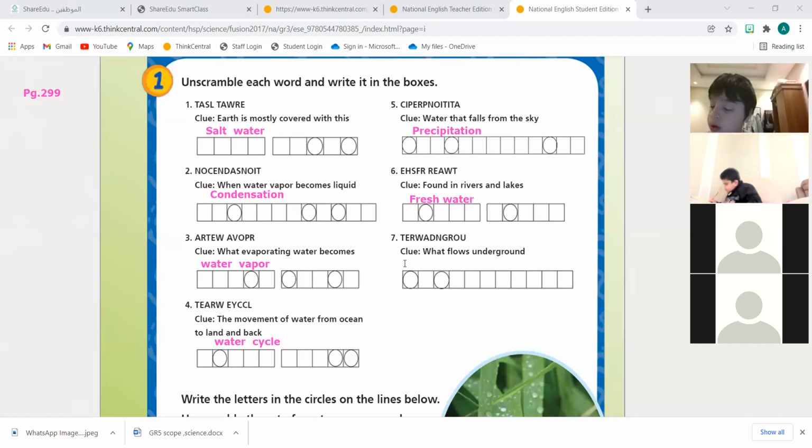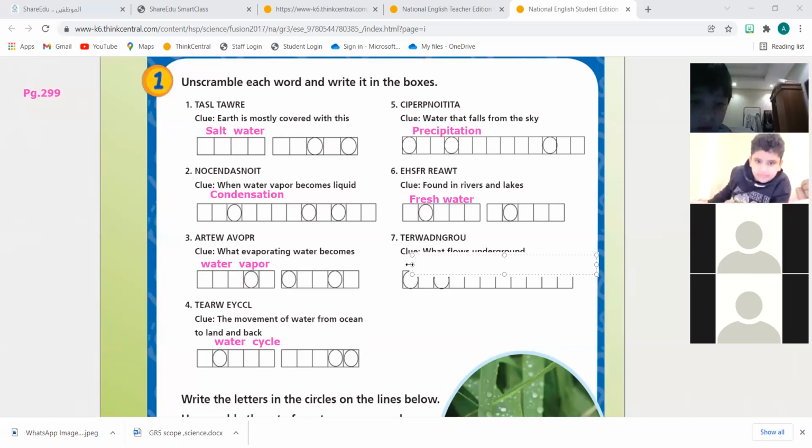Khalid, what flows underground? There is water that flows underground. What do we call it? Water vapor. Underground. It goes underground. Flow. What do we call it? Something water. It depends where you can find it. If you find it underground, what do we call the water? Try to unscramble the words. Groundwater. Except groundwater, it's one word. You write it in one word, groundwater.